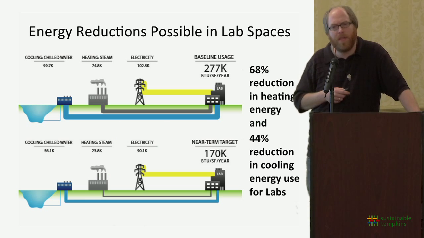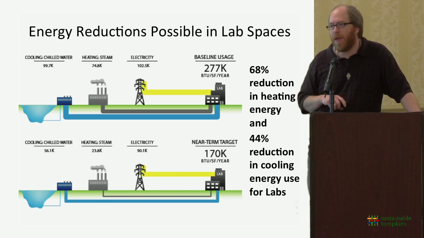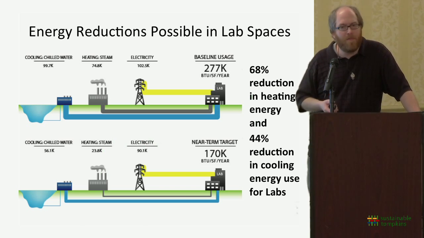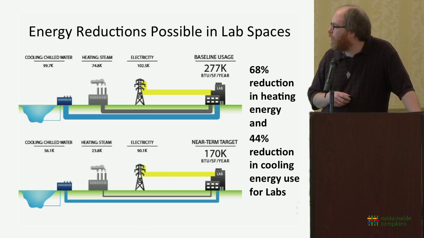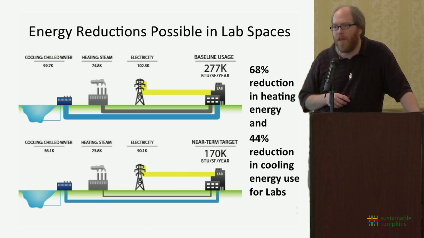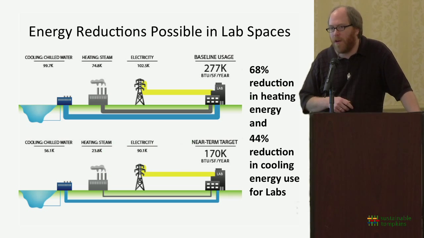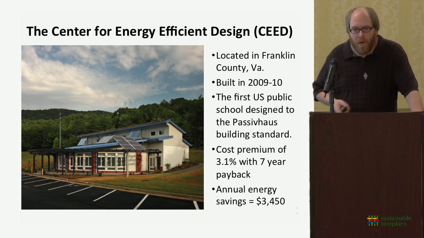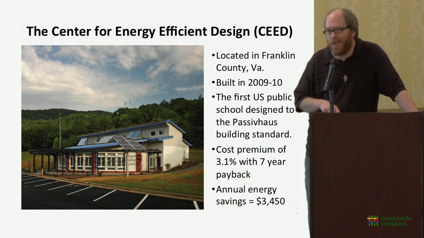For lab spaces, as we think about high-tech or things like you might find up at the Cornell Tech Park that we'll talk about, even bigger savings are possible because these spaces are energy hogs. They use an awful lot of energy, and therefore they have bigger potential for savings. So they're looking at nearly a 70% reduction in the energy use from their laboratory spaces for heating and a 40% reduction in their cooling loads. And these are achievable.